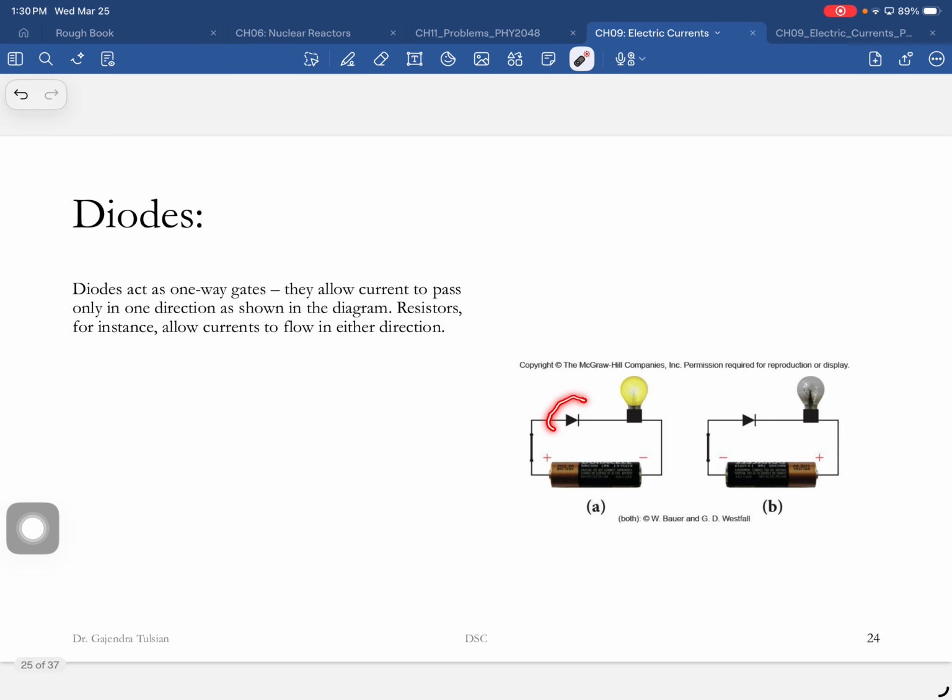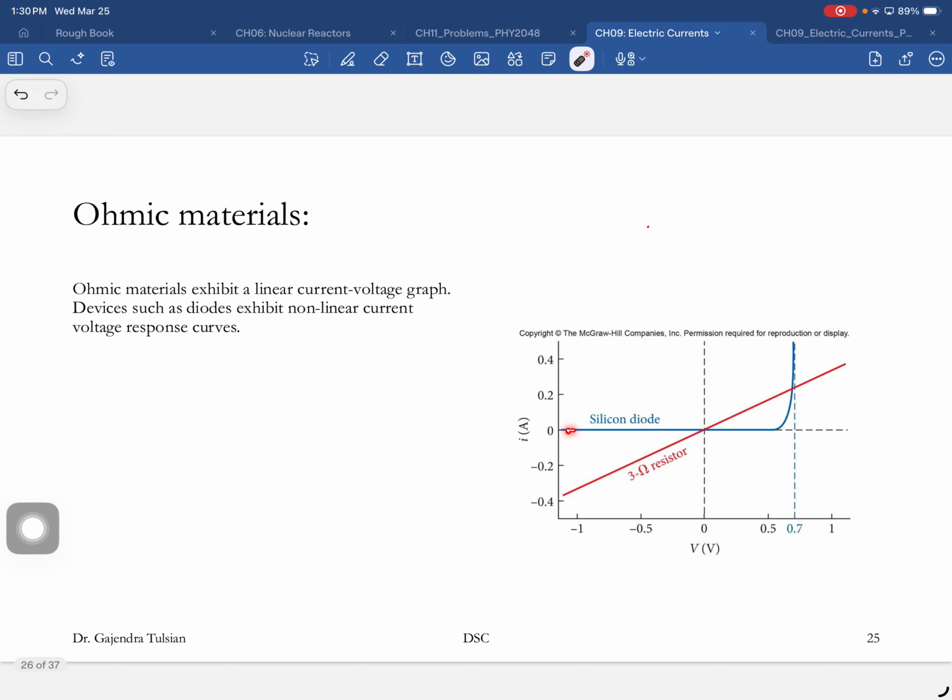So this gate actually opens if you apply a voltage of 0.7 volts or above. If you apply a voltage of 0.5 volts, the gate won't open. And that's what this graph is showing you. So the diode, see, this is current versus voltage. When you apply a voltage of 0.7 volts, the gate has opened.